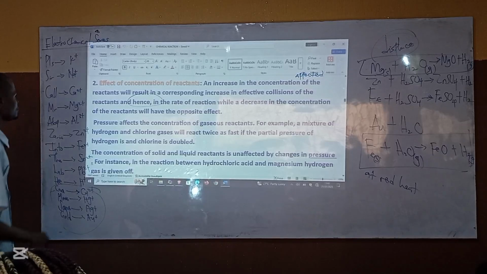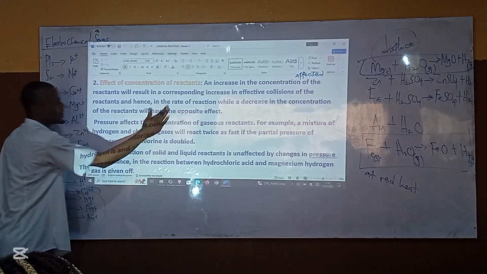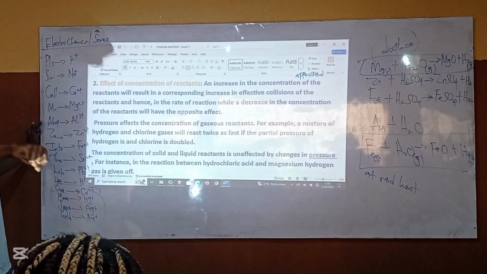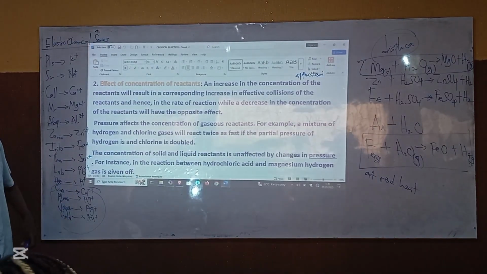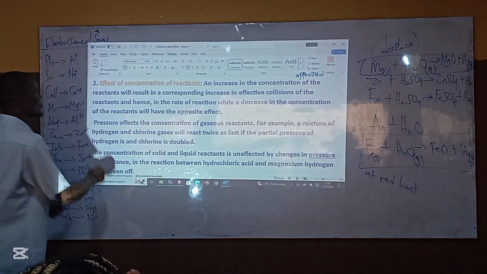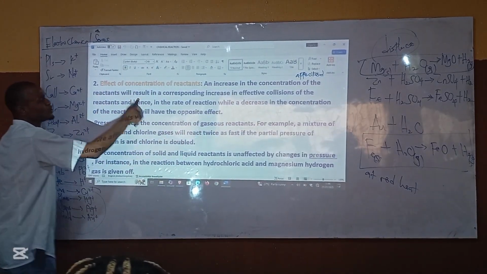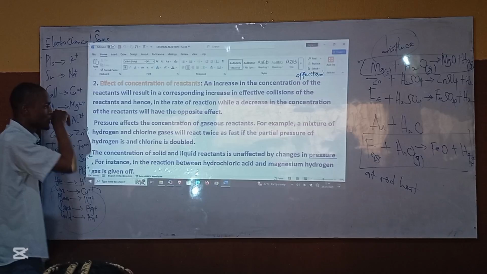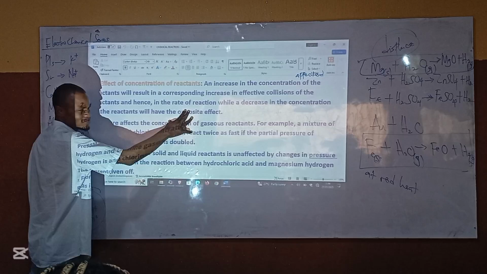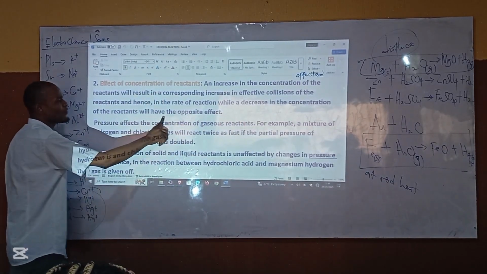Effect of constitution of reactant. For example, you cannot compare a coke that you drink and a coke that they have put a bottle of water in. Is it comparable? They have higher concentration than each other. Therefore, the effect of constitution of reactants: an increase in the concentration of the reactants will result in a corresponding increase in effective collision of reactants and so the rate of reaction, while a decrease in the concentration of reactant will have an opposite effect.